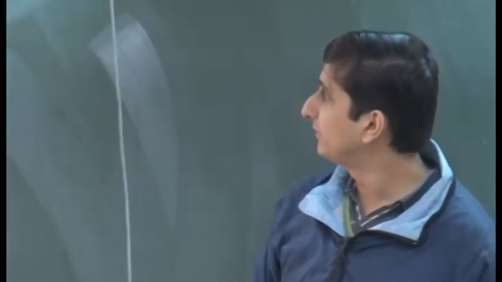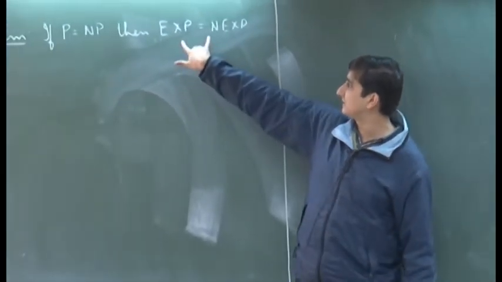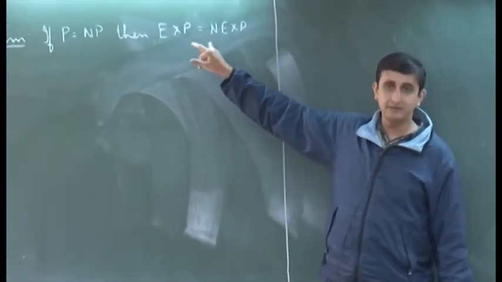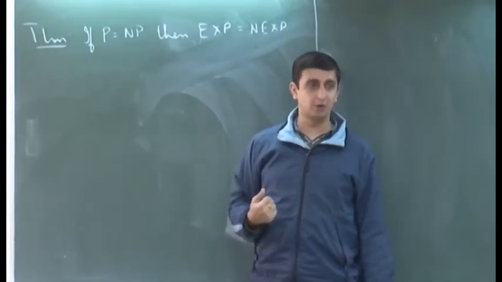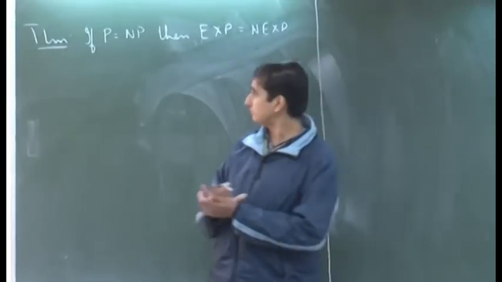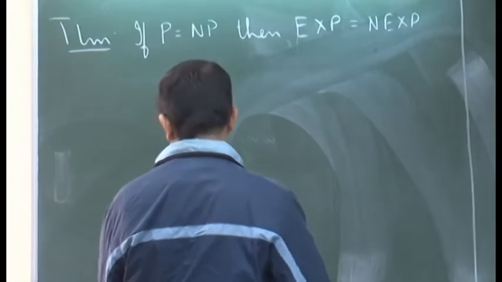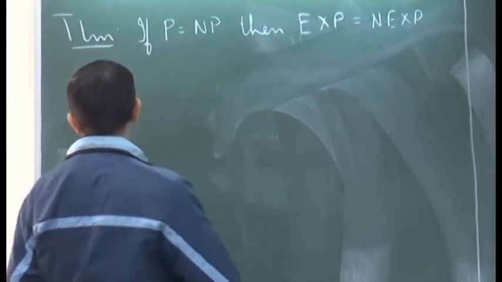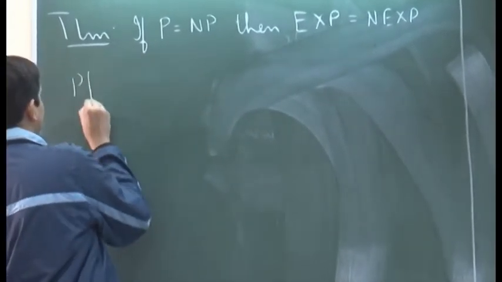Or if you look at the contrapositive variant of this theorem, if you can show that these two classes are not the same, then that would imply that P and NP are not the same. This is not very difficult to prove. Let's just see how the proof goes.